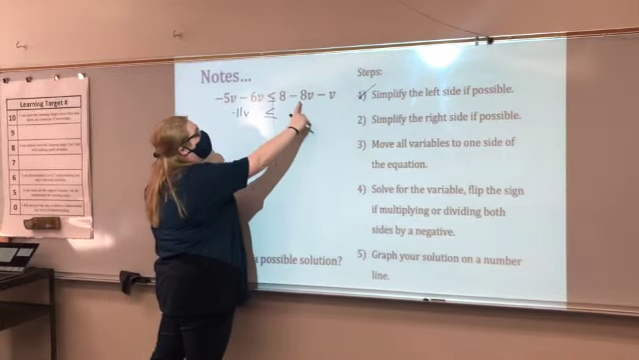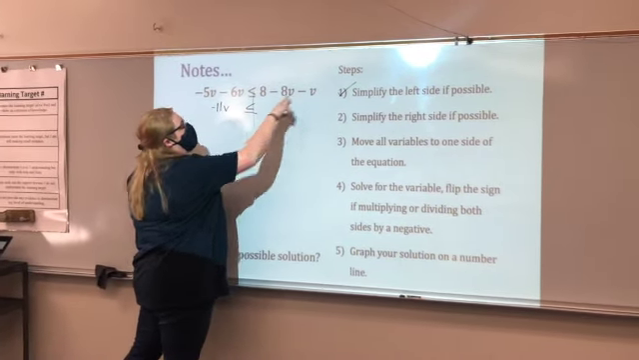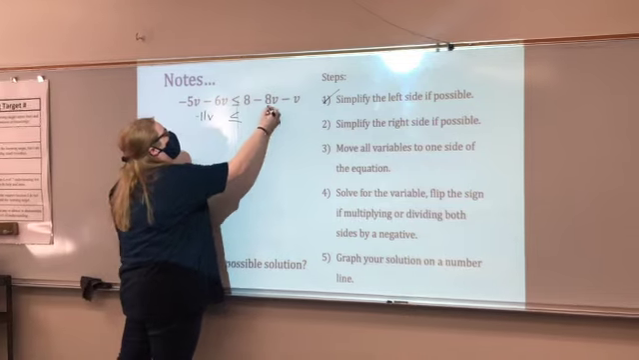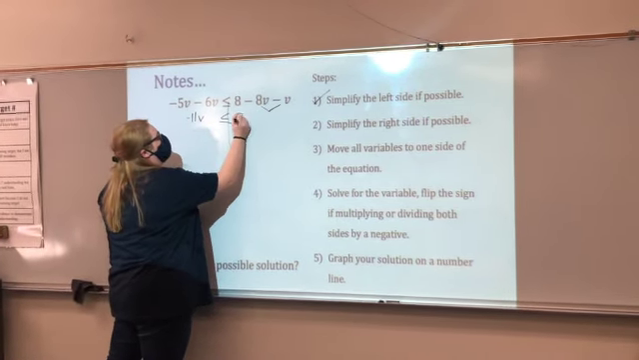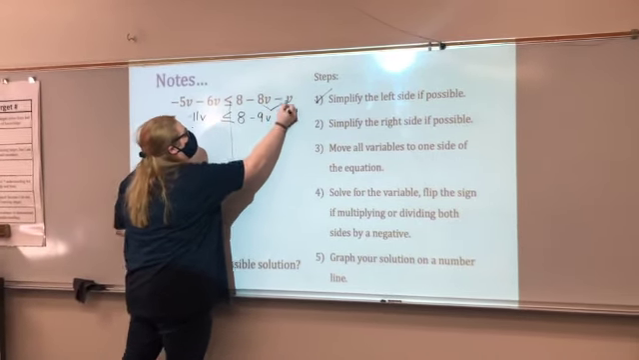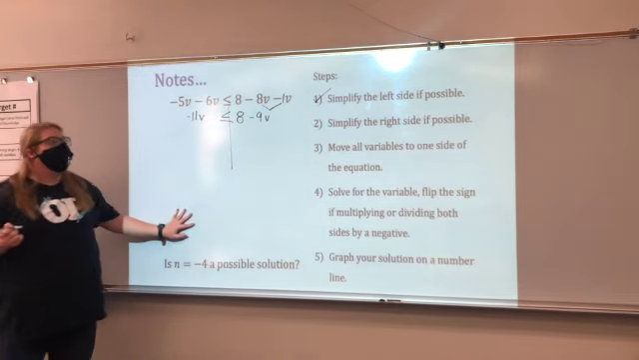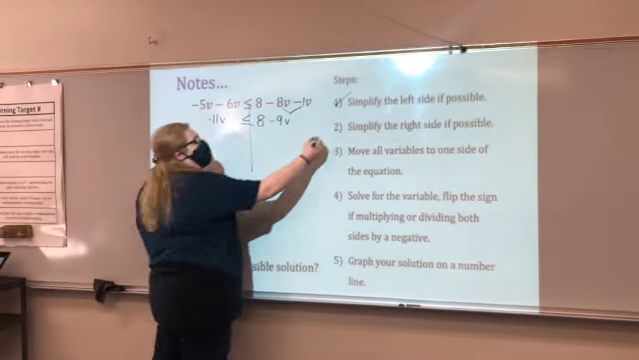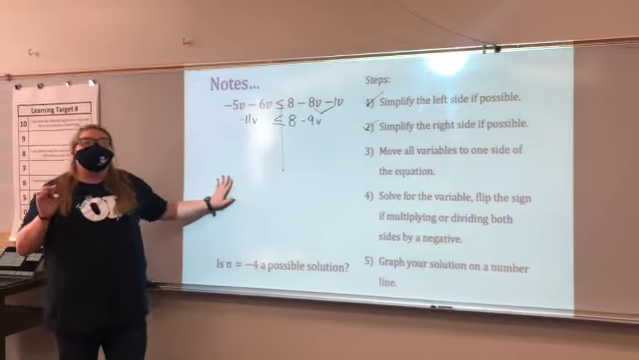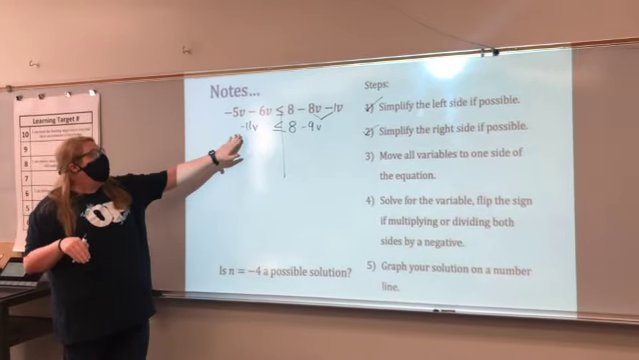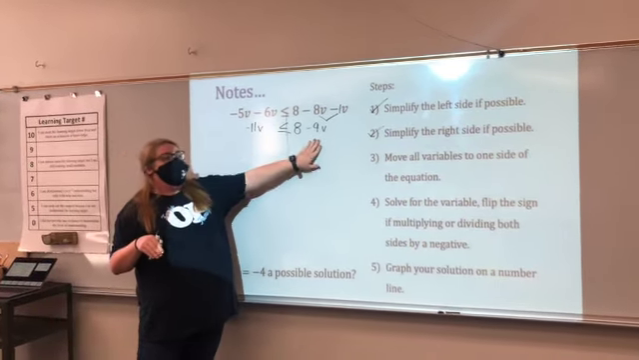We have 8, we have negative 8v, and minus v. So we are going to combine these two. And that's going to give us negative 9v because there's a 1 right in front of that v right there. Then we need to move all of our variables to one side of the equation. Here we have negative 11v and here we have negative 9v.